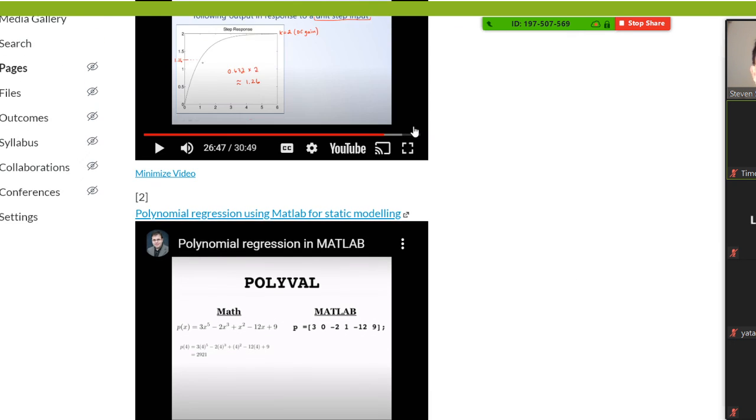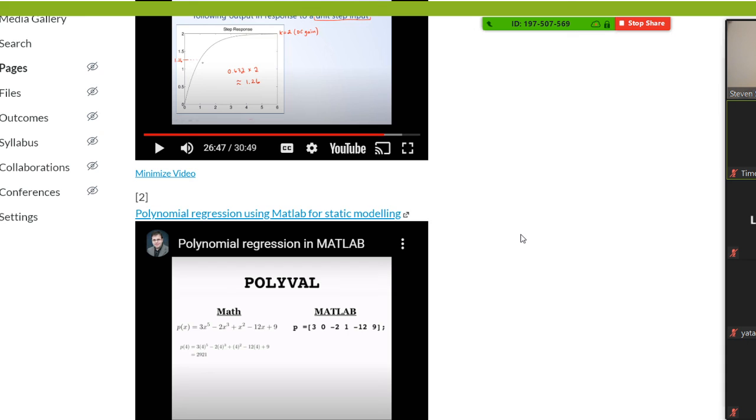I will teach you how to use MATLAB to do dynamic modeling. Actually, MATLAB's dynamic modeling is based on static modeling methods; they transfer dynamic modeling to a static modeling method. But this will be very complex, so I will not introduce it for this subject. I want you to use the toolbox again, the MATLAB toolbox. They have a system identification toolbox.